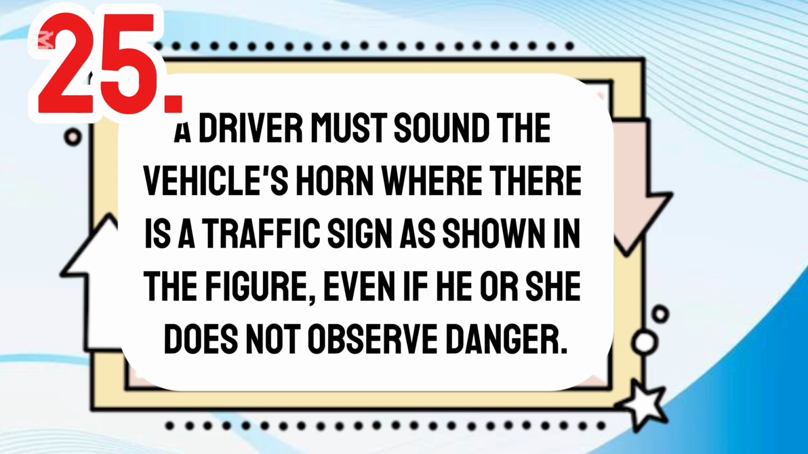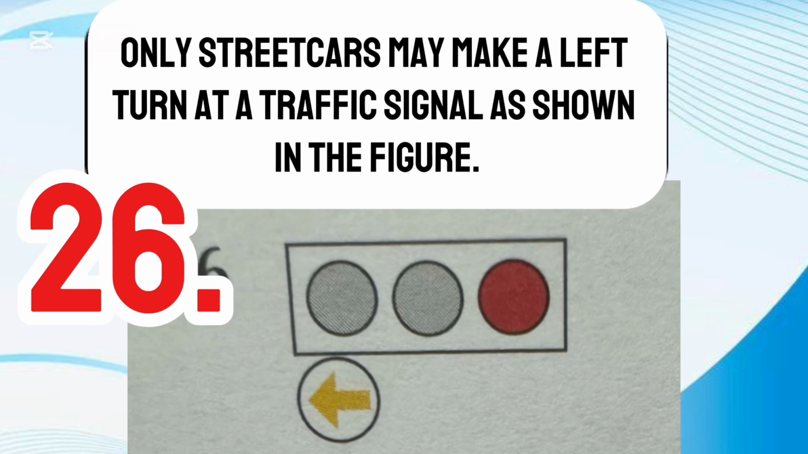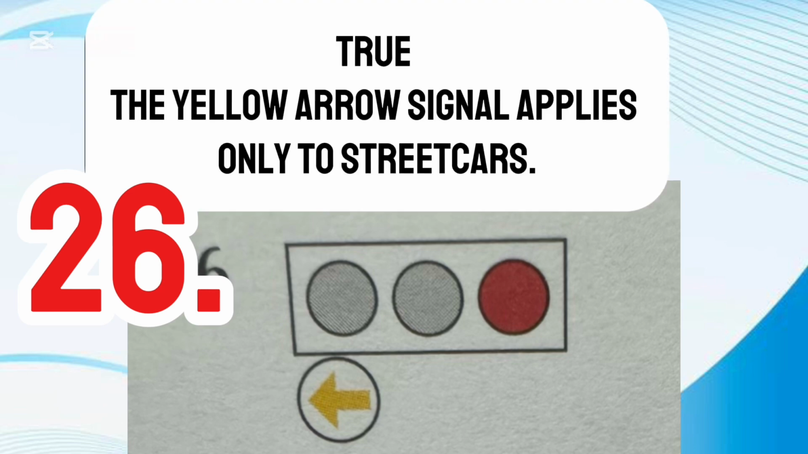A driver must sound the vehicle's horn where there is a traffic sign as shown in the figure, even if he or she does not observe danger. True, a driver must sound the horn to alert other traffic to its presence. Only streetcars may make a left turn at a traffic signal as shown in the figure. True, the yellow arrow signal applies only to streetcars.